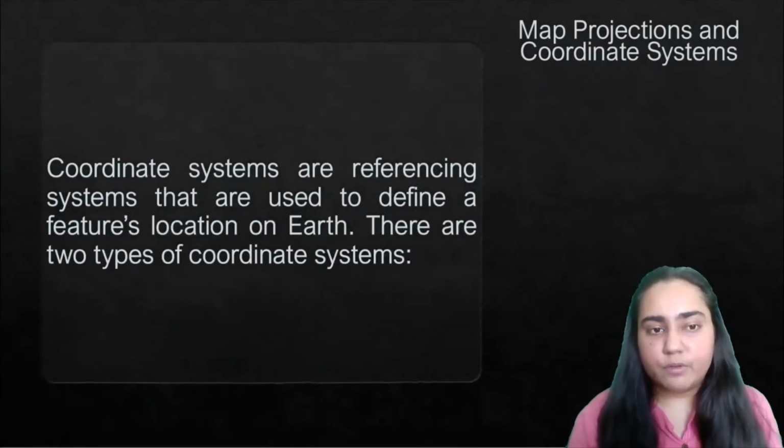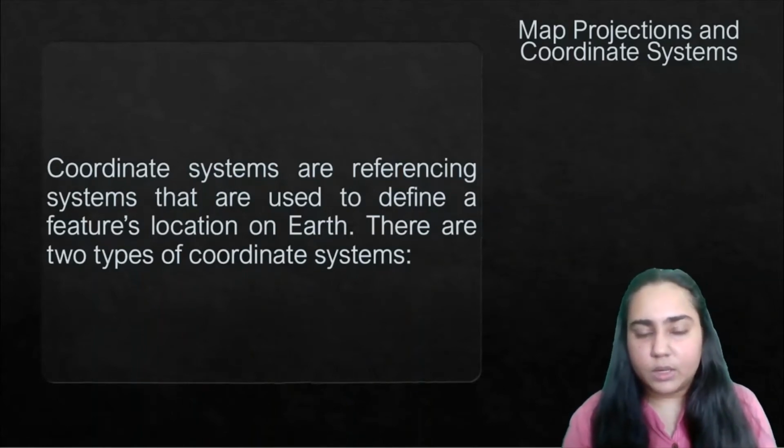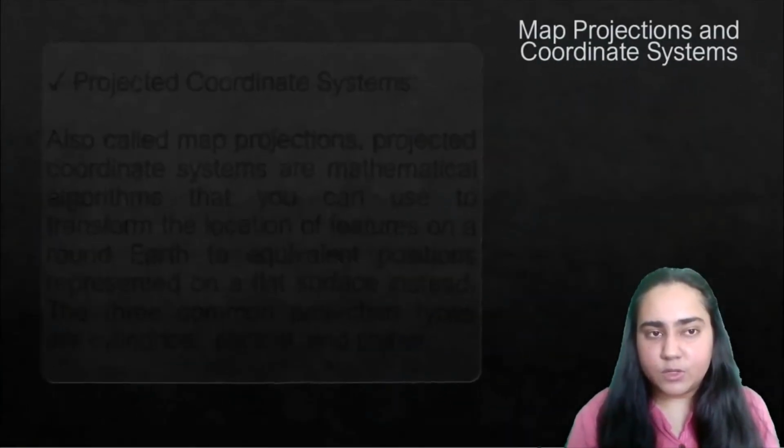Coordinate systems are referencing systems that are used to define a feature's location on Earth. Okay, coordinate systems are referencing systems, which means, with latitude and longitude, you can refer to a feature's location on Earth. And there are two types of coordinate systems. We're going to see those now.